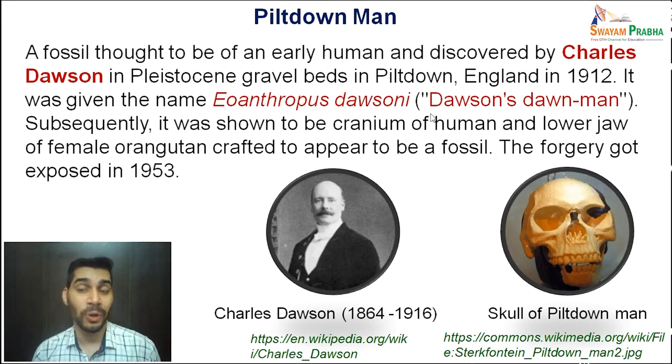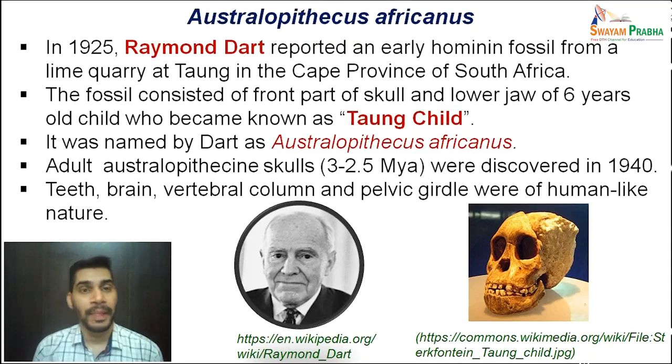But you can see there is almost a 41 year gap before the exposure of this forgery by Charles Dawson. So here is the skull of Piltdown Man, which had the cranium of a human but the lower jaw of a female orangutan, which was intentionally crafted to appear like a fossil. Moving ahead, let's talk about Australopithecus africanus.